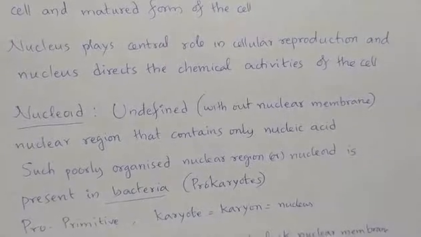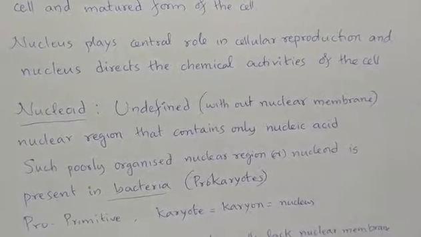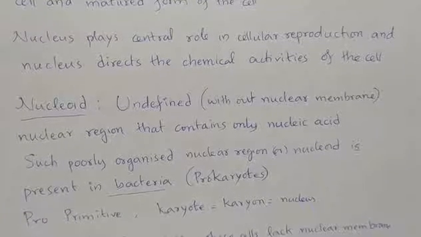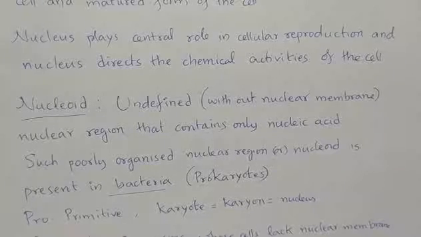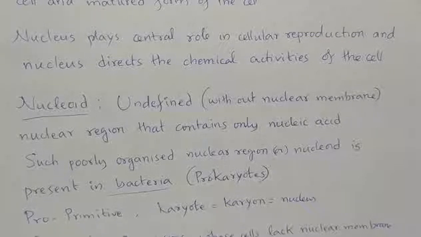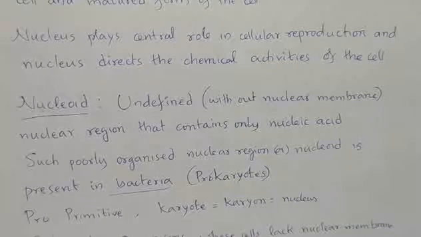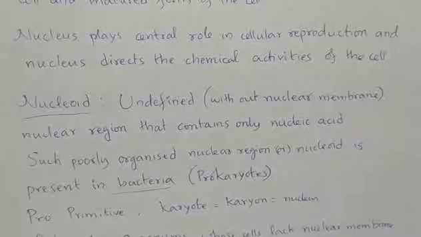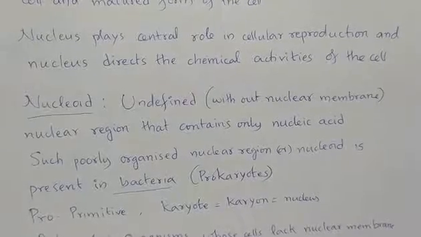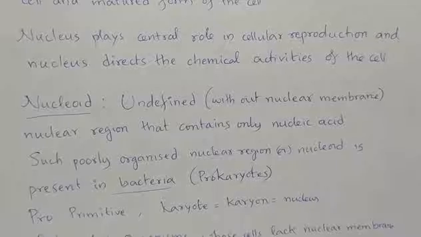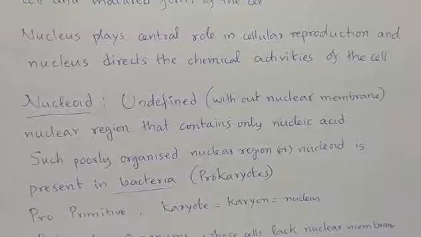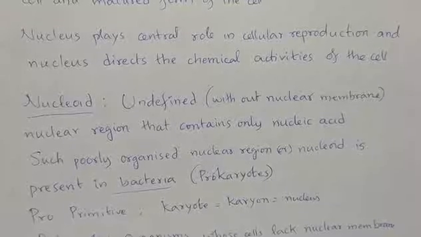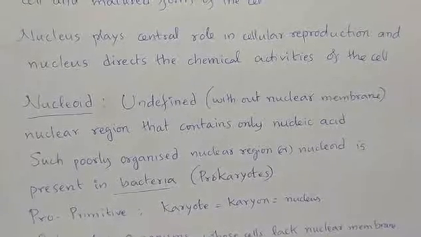All bacteria fall under a separate category of organisms known as prokaryotes. What does prokaryotes mean? Pro means primitive or primary. Karyote or karyon means nucleus. The organisms that contain a primitive or primary nucleus, actually we should not say nucleus, the organisms that contain a nucleoid in the place of a nucleus are known as prokaryotes, and all bacteria fall under prokaryotes.